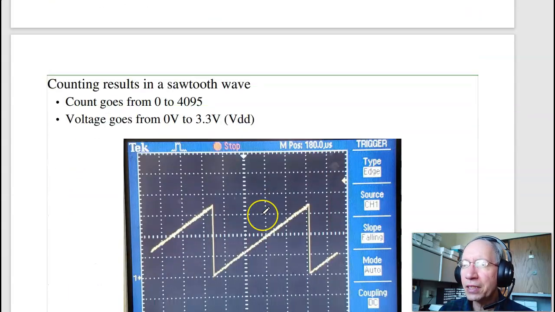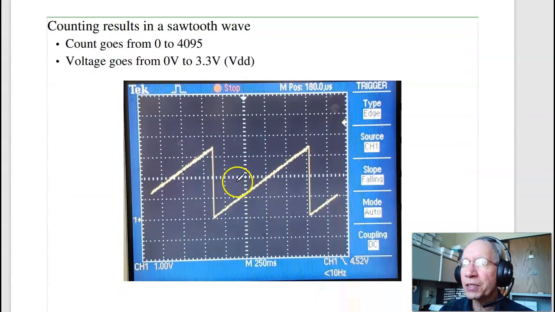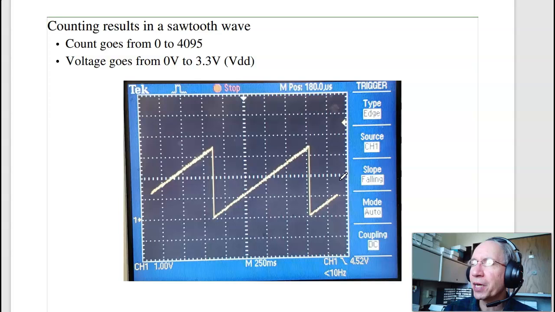So if I do that and just count 0 to 4095, I get a sawtooth wave. On a lot of function generators, a sawtooth wave is one of the options. I don't really know what you do with it, but it's really easy to generate with the D to A. You just count. And the peak voltage is whatever my VDD is. In this case, it was 3.3 volts. Could be 5 volts. It's not going to hurt the Pico.